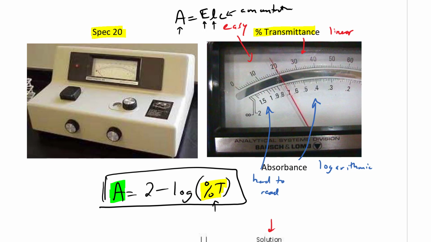However, with the new spectrophotometers, it's all digital. It'll give you the readouts, either percent transmittance or absorbance. To ensure you understand this, in most of our labs using the digital spectrophotometers, we will still require you to record your data as percent transmittance and then use the formula A equals 2 minus log percent T to calculate the absorbance.